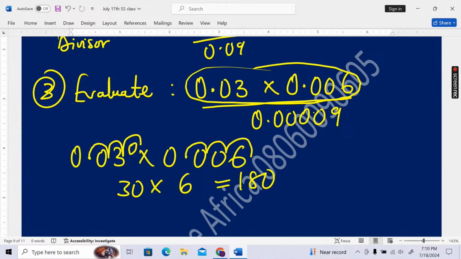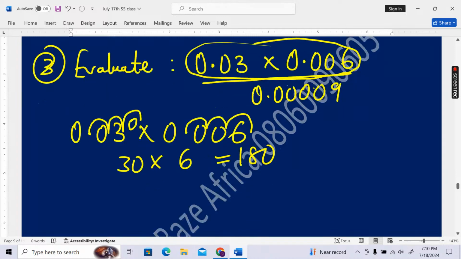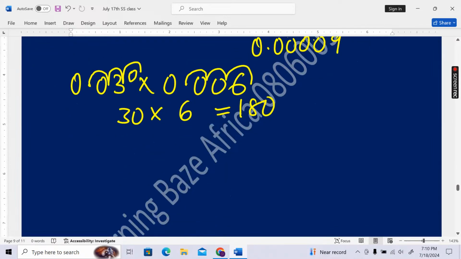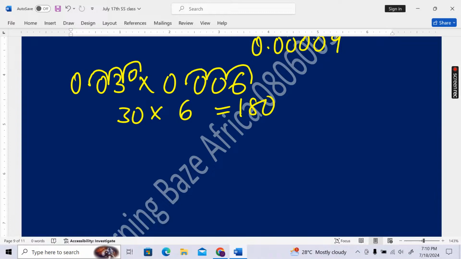Now, after doing this to the multiplication, you need to take it back to the former form. You need to take it back to what it was. Don't forget. Now I'm going to show you how to take it back to what it was. Pay full attention.